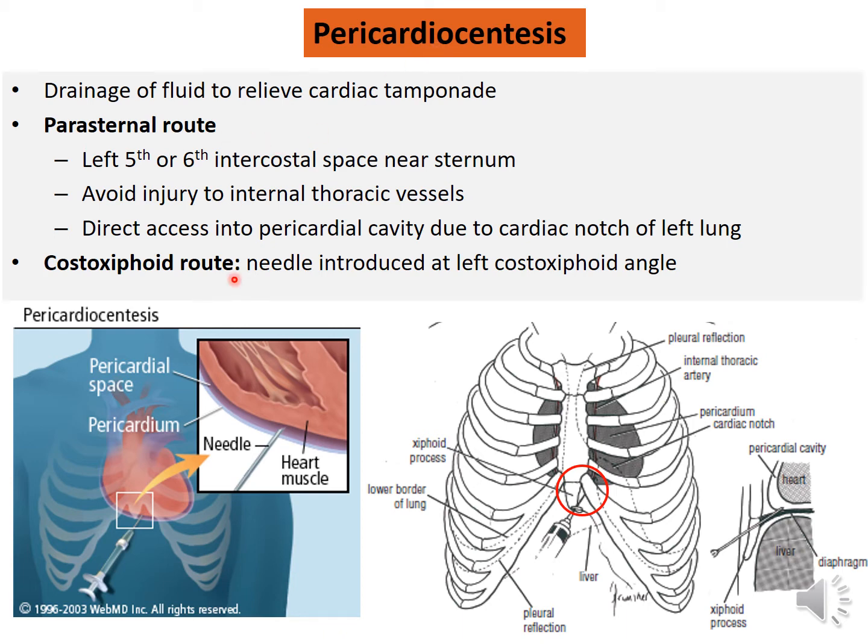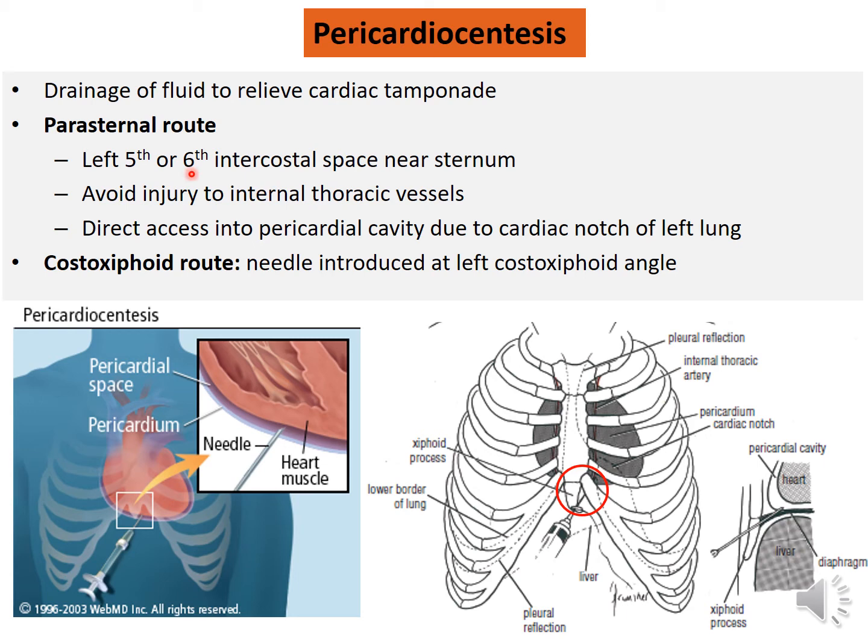This procedure is performed in two ways, either through the parasternal route or the costoxiphoid route. First we talk about the parasternal route. As the name suggests, in this procedure the needle is introduced in the left fifth or sixth intercostal space close to the sternum. But when you do this, you should avoid injury to the internal thoracic vessels. As you know, the internal thoracic vessels have a course very close to the sternum.